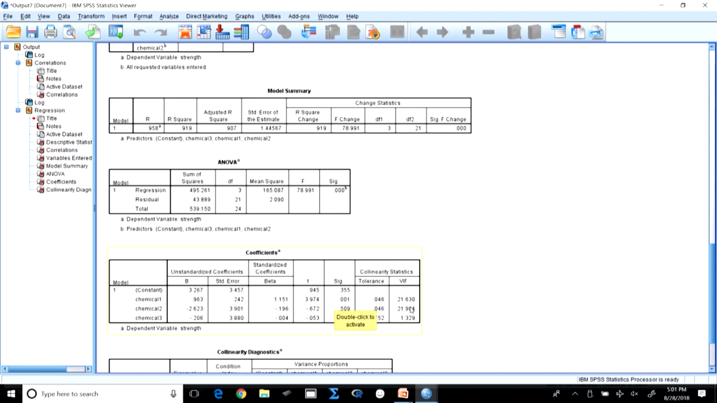So, what we can understand from here is that there is a problem of multicollinearity in this case, but chemical 3 does not show a problem. Tolerance is 1 minus R square. When we take chemical 3 as our dependent variable and measure the tolerance, we see that it gives a very decent tolerance value and says there is no problem of multicollinearity.